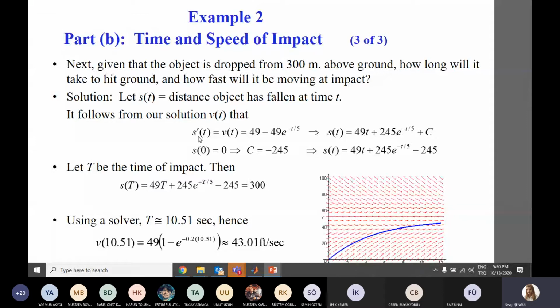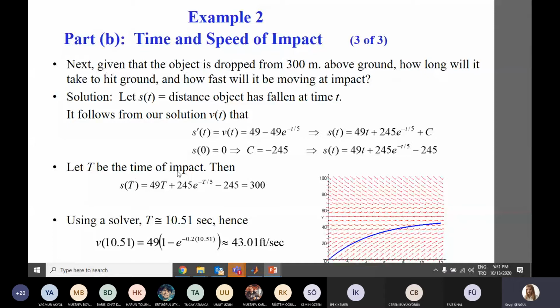And to be able to find the position function, you take the integral of each side. The integral of 49 is 49t. The integral of that one, with the 1 minus 5 going down, and for the exponential function, the constant comes as a denominator division. That's why we have 245 e to the minus t over 5 plus c. This is our position. And since S0 is 0, c is minus 245. You can find the position function like that.